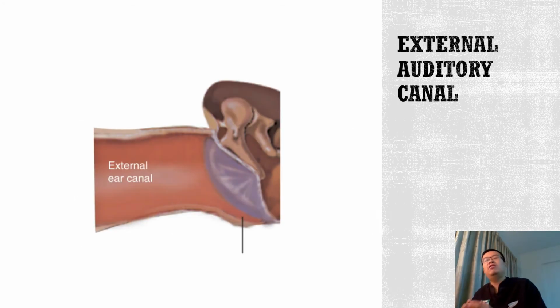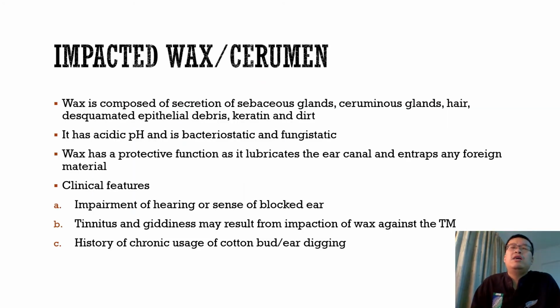Let's move on to the external auditory canal. The external auditory canal is divided into cartilaginous and bony portions. What are the common diseases? Impacted wax and cerumen, the most common thing. The wax is composed of sebaceous secretion from the sebaceous glands, ceruminous glands, hair, desquamated epithelial debris, keratin, and dirt. It's acidic, so it has bacteriostatic properties. It has a protective function. It lubricates the ear canal, and it entraps any foreign materials.